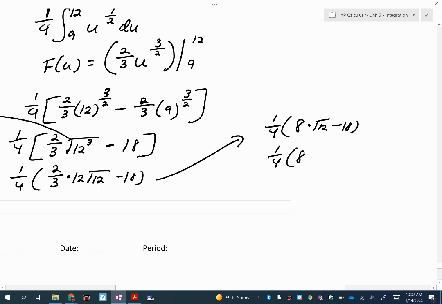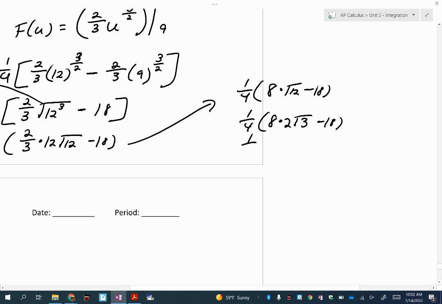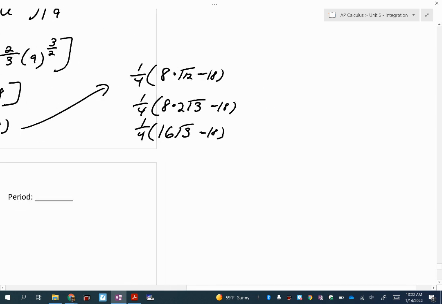All right, now I can actually simplify the square root of 12 to be, there's a 4 times 3 in there, so 8 times 2 times the square root of 3. So we're so close. So I have 1/4 times 16 square roots of 3 minus 18. Distribute the 1/4, and you get 4 square roots of 3 minus 18/4.